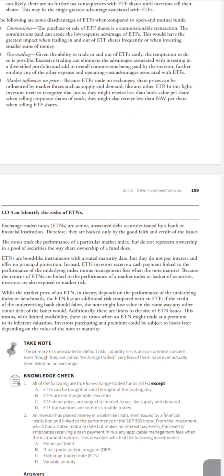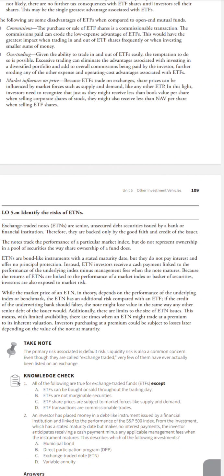Additionally, there are limits to the size of ETN issues. This means, with limited availability, there are times when an ETN might trade at a premium to its inherent valuation. Investors purchasing at a premium could be subject to losses later, depending on the value of the note at maturity. Take note: the primary risk associated is default risk. Liquidity risk is also a common concern. Even though they are called exchange-traded, very few of them have ever actually been listed on an exchange.